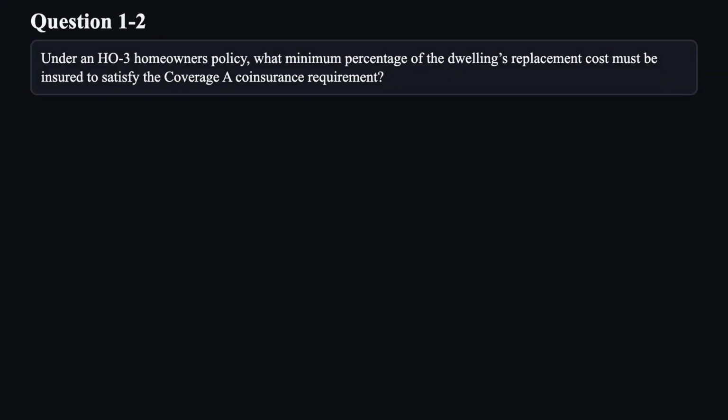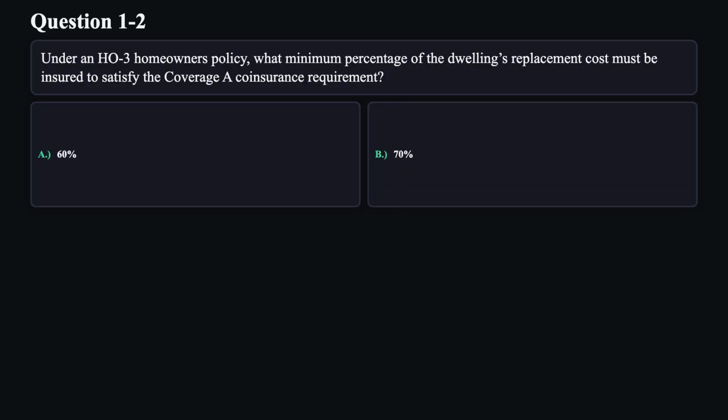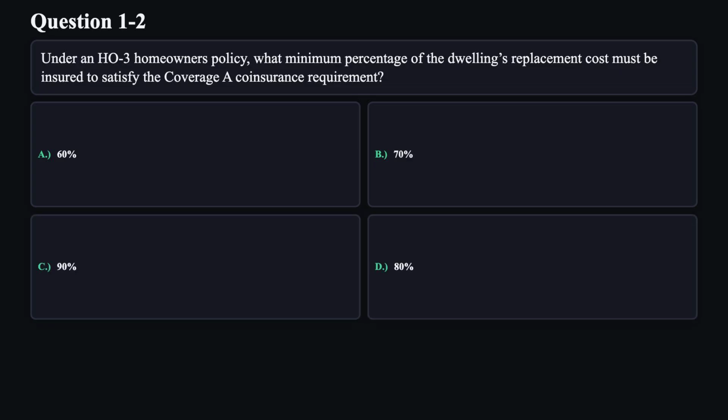Question 2. Under an HO3 homeowners policy, what minimum percentage of the dwelling's replacement cost must be insured to satisfy the coverage A coinsurance requirement? A. 60%. B. 70%. C. 90%. D. 80%.